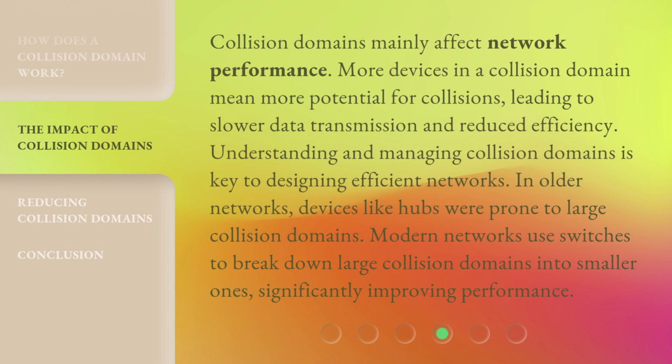Collision domains mainly affect network performance. More devices in a collision domain mean more potential for collisions, leading to slower data transmission and reduced efficiency. Understanding and managing collision domains is key to designing efficient networks. In older networks, devices like hubs were prone to large collision domains. Modern networks use switches to break down large collision domains into smaller ones, significantly improving performance.